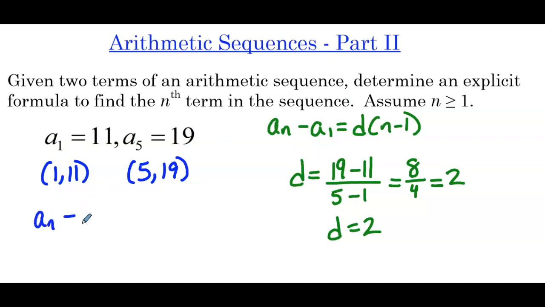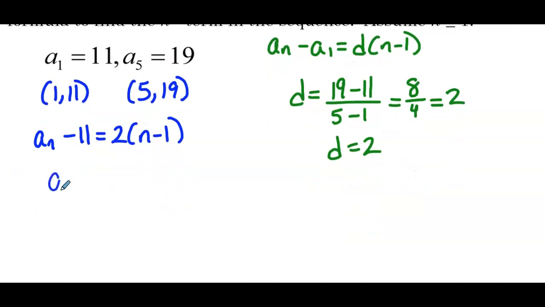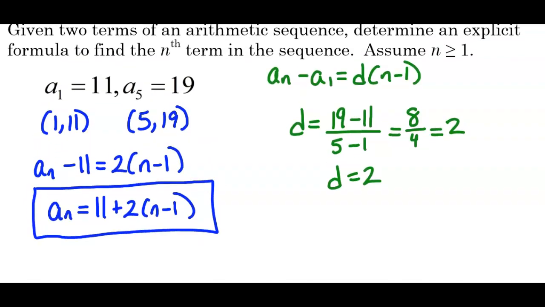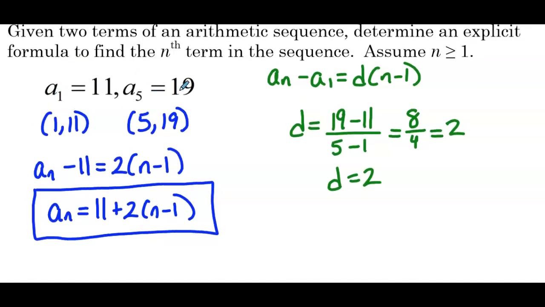So a sub n minus 11 equals 2 times n minus 1. And typically we're asked to solve for a sub n, so a sub n equals 11 plus 2 times n minus 1. So there we have the explicit formula for this particular sequence given just two terms. We could have also written this with the point 5, 19. We just would have had a sub n minus 19 equals 2 times n minus 5.